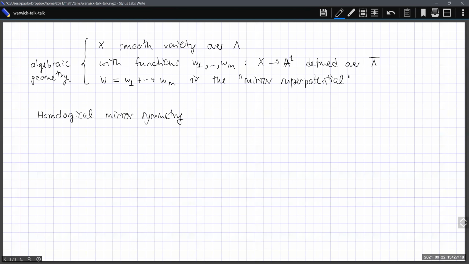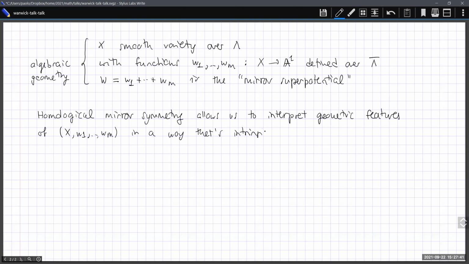Okay, so this allows us to interpret geometric features of X and W1, ..., Wm in a way that's intrinsic to the symplectic geometry situation.